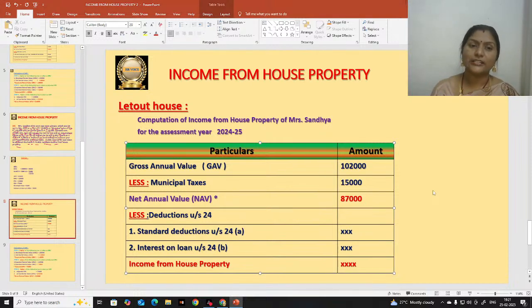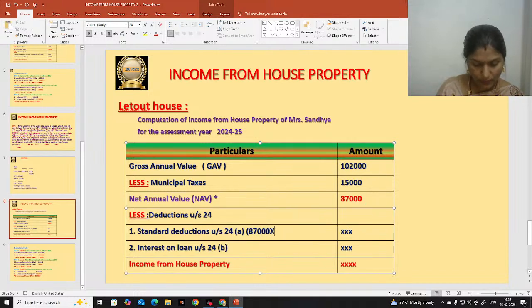How much is it? As per the Indian Income Tax Act 1961, during the present assessment year, that is 2024-25, it is 30% on NAV. We should calculate 30% on NAV. Whatever NAV we get here, 30% should be calculated on it. So what is our NAV? 87,000. On that we should calculate 30%. Let me calculate that.